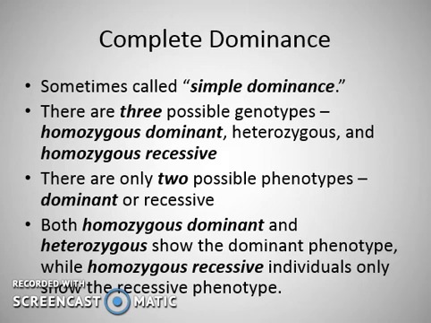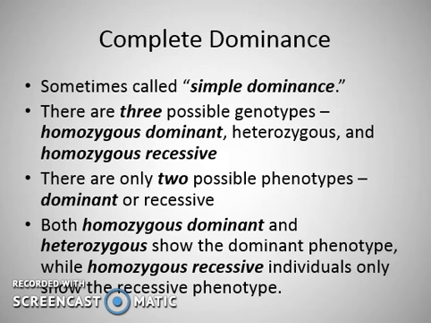So first, complete dominance. If you've had heredity or genetics before, you probably learned complete dominance. It's also called simple dominance. And you might remember there are three possible genotypes. An individual can be homozygous dominant, heterozygous, or homozygous recessive. And with this inheritance type, there are only two possible phenotypes, either the dominant phenotype or the recessive phenotype.